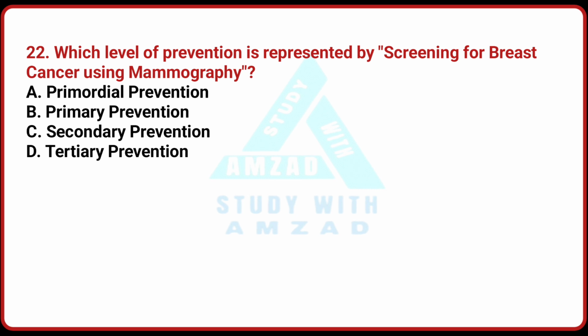Question number 22. Which level of prevention is represented by screening for breast cancer using mammography? Option A, primordial prevention; option B, primary prevention; option C, secondary prevention; option D, tertiary prevention.